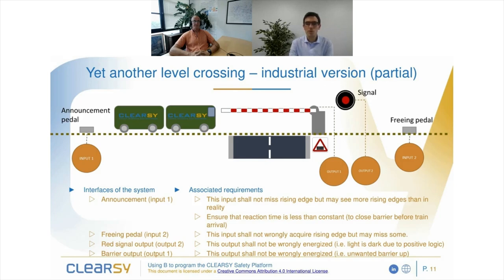Another property that we want to ensure for the announcement pedal is to acquire its value frequently enough, because if we have a delay in the sampling of these inputs, we can fear that the train reaches the road before we take any restrictive action, like closing the barrier. For the barrier and the red signal, the idea is to ensure that when we want to close the barrier, it is closed, basically. And when we want to light up the signal, it is on.